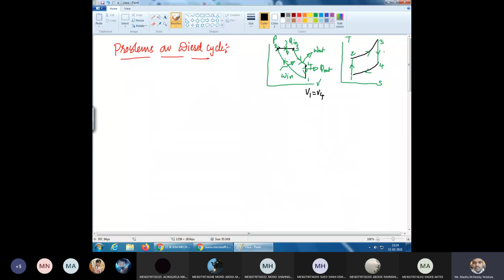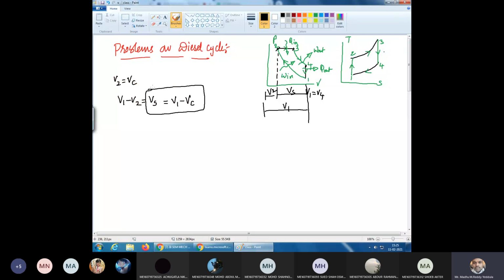Now if you see here, what is the volume corresponding to this one? This is V2, and till here this is V1. This is V2, which equals Vc, the clearance volume. Yes or no? If you subtract V2 from V1, you will get the swept volume, that is V1 minus Vc. Total volume minus clearance volume is equal to swept volume. This one I already discussed.